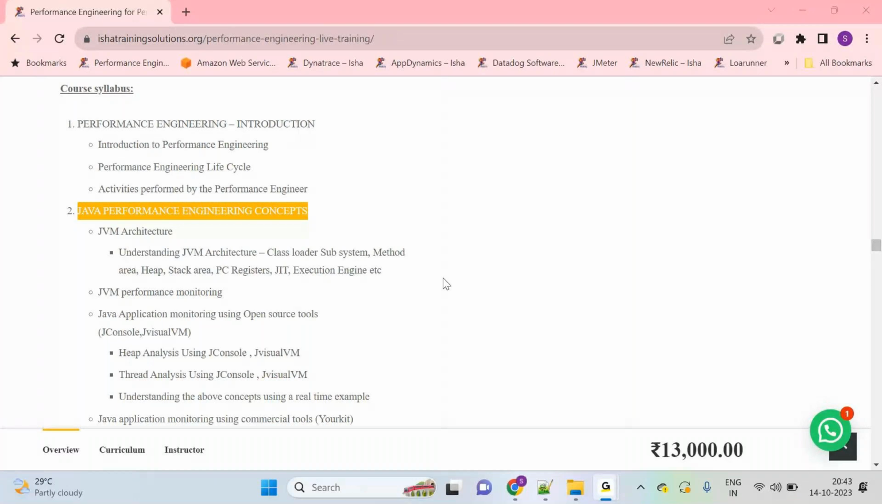Okay, so the focus area right now, what I did is Java performance engineering concepts.